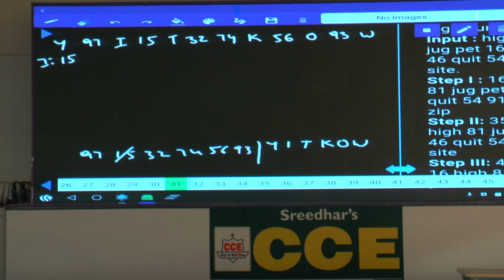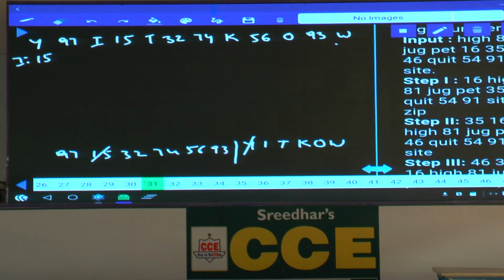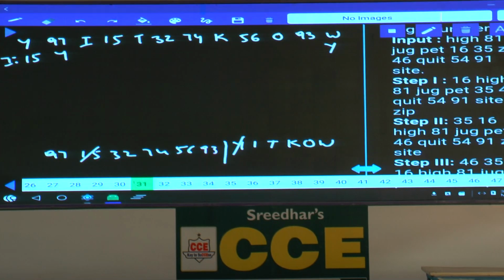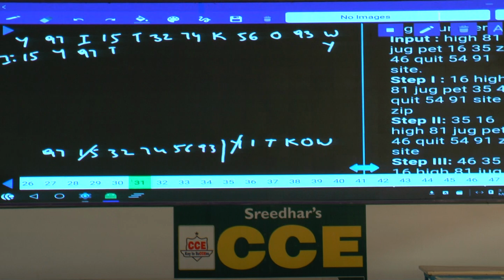Then what is the highest word here? Highest word is Y. Y should be arranged at the last place. All the remaining words as it is. Sorry, Y is already completed, isn't it? Now as Y is already arranged at the last place, and similarly 15 arranged here.